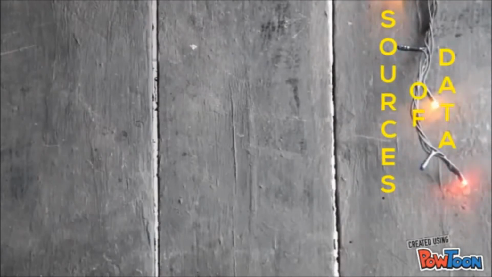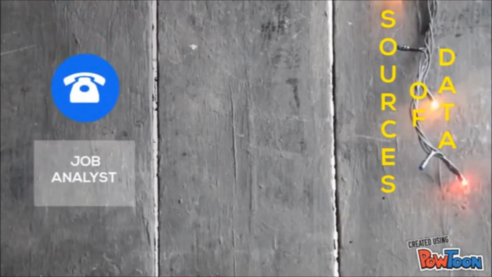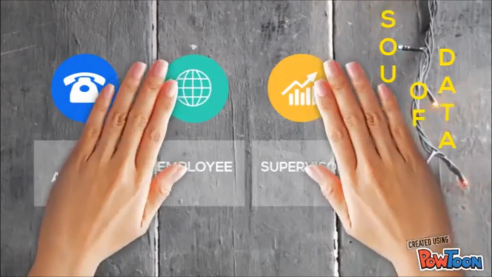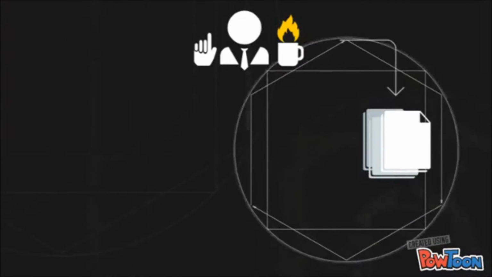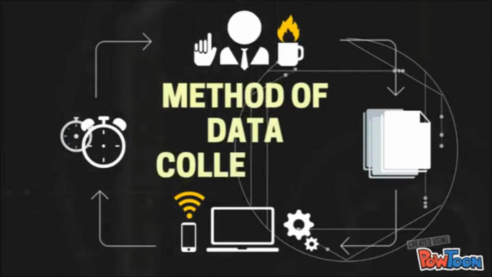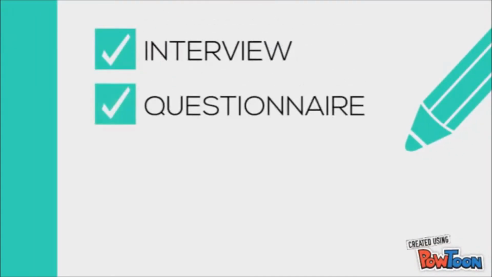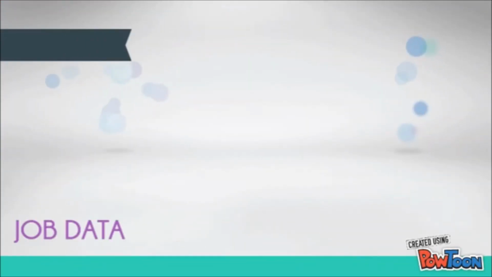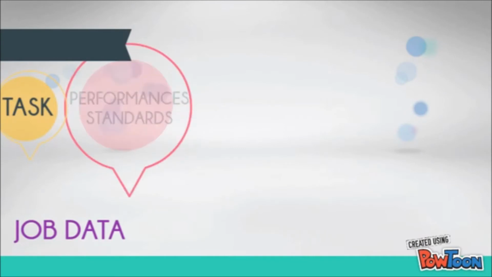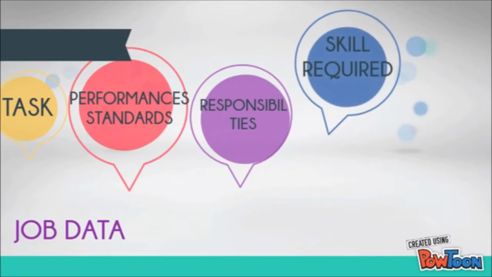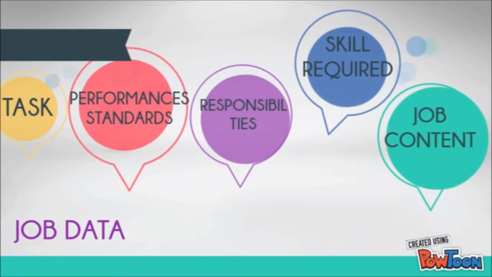Next is the sources of data. We can get the information from the job analyst, from the employee, and also from the supervisor. Next, we move to the method of data collection. The methods are interview, questionnaire, records, and observation. Here are the outcomes of job data, which are tasks, performance standards, responsibilities, skills required, and job content.